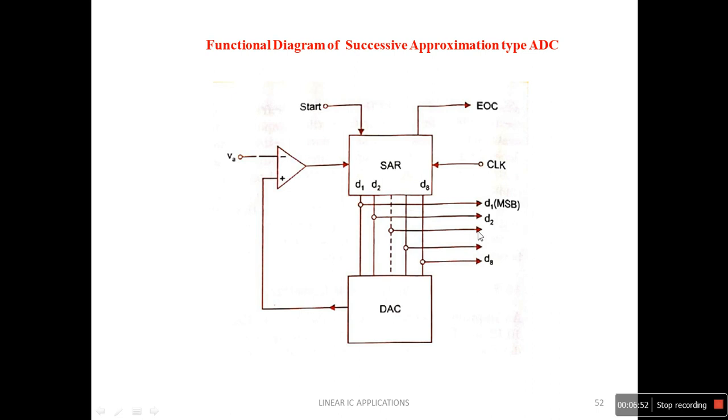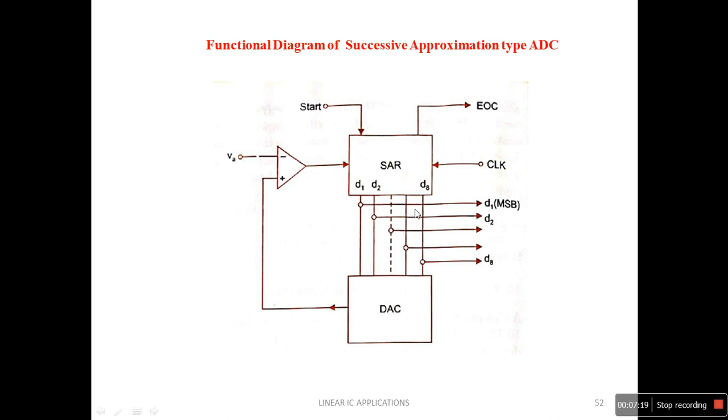For the first case, the initial code is 1 0 0 0 0 0 0 0. If VA is less than that, then it resets the MSB bit to 0 and the next bit D2 becomes 1. That means 0 1 0 0 0 0 0 0. If VA is greater, then it is 1 1 0 0 0 0 0 0. If VA is less than this one, the MSB is reset to 0, giving 0 1 0 0 0 0 0 0.